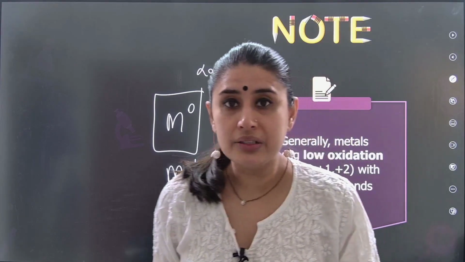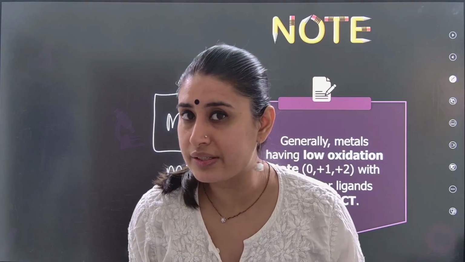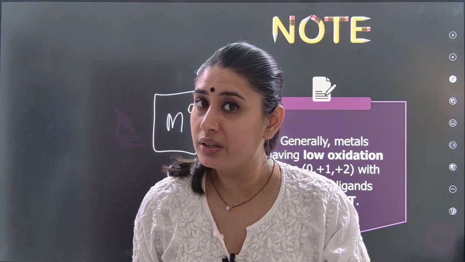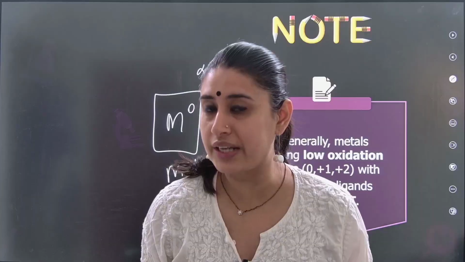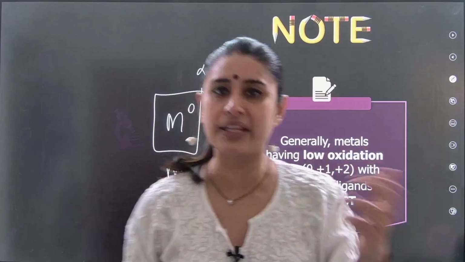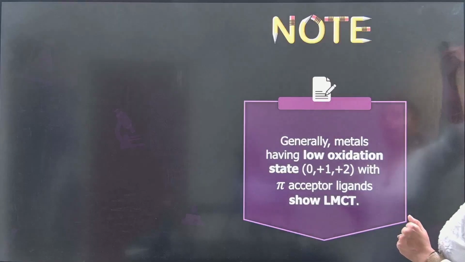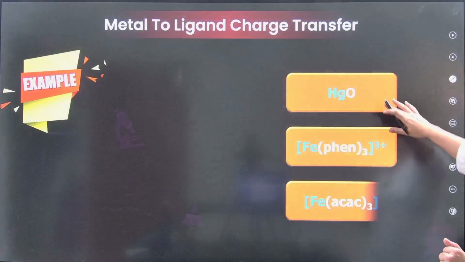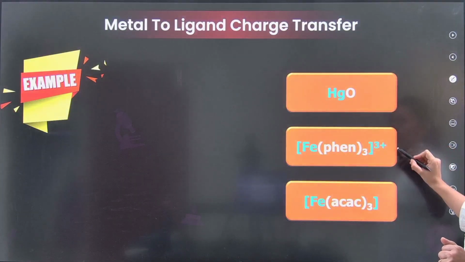Ligand to metal, high oxidation states. Metal to ligand, low oxidation states of metal. That means metals are having electrons that can be donated to the ligand. Examples: HgO, this is the important one.